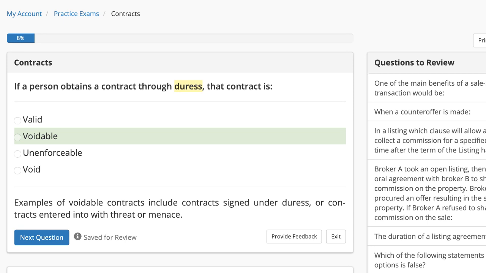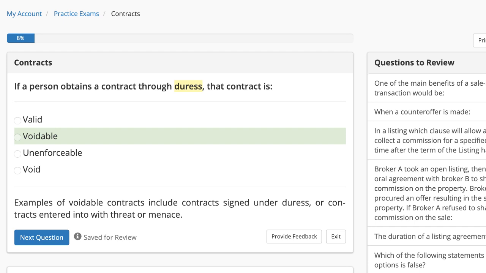So a void contract is a contract that's lacking one of those four essentials. Pretty simple. The tricky one is the voidable. What is a voidable contract? So valid and void are pretty obvious. Voidable is a little more tricky. So what is voidable?